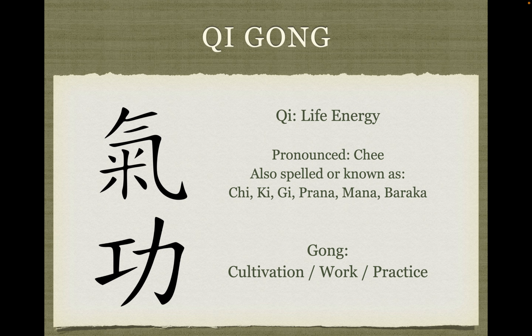What does it mean? Well, Qi means life energy. It also can translate to breath. And it's pronounced Qi even though it's spelled Qi. It can also be spelled Chi. It can be pronounced Qi or Gi. It can be known as prana, mana, or baraka in different languages and different cultures. So this concept of life energy is quite universal.